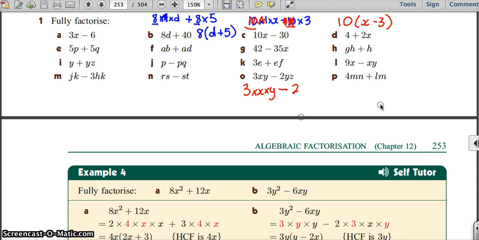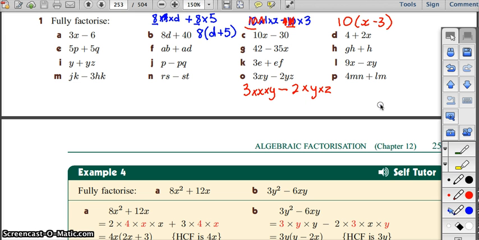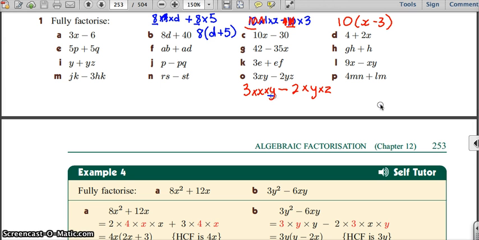Take 2. And Jake, what do I have here if I pull this apart? 2 times y times x, 2 times y times z. Do I have any common factors there? Looks like I have y as my common factor.